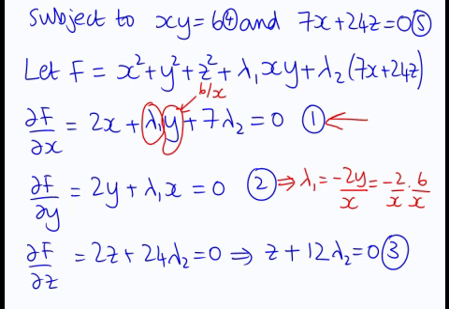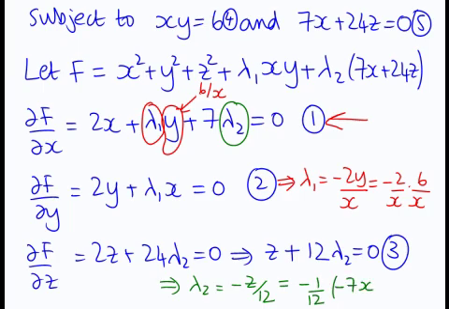I now need to do the same for the third term. I need a lambda 2. So from equation 3, I have lambda 2 is minus z over 12. And from equation 5 up at the top, z is minus 7x over 24. I should point out that the numbers aren't that pleasant here, but in fact everything will cancel quite nicely at the end, so it's not as unpleasant as it may actually appear.